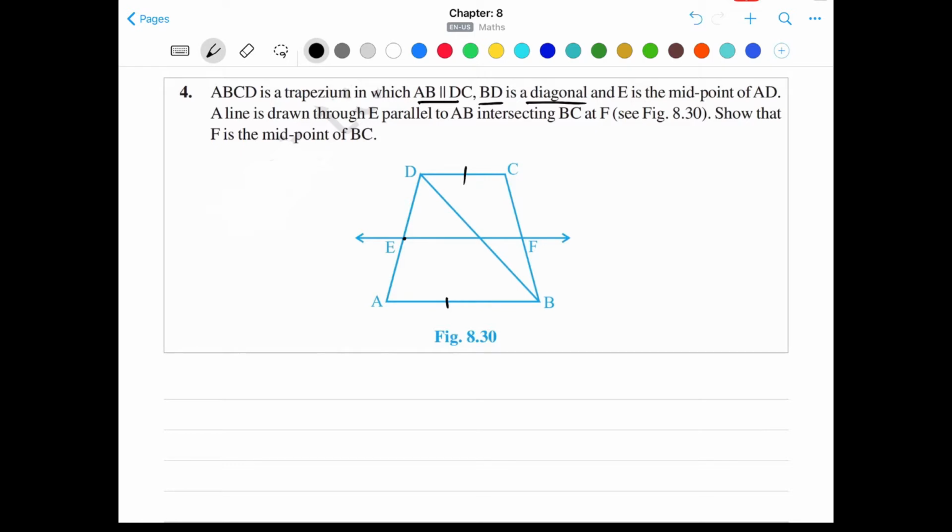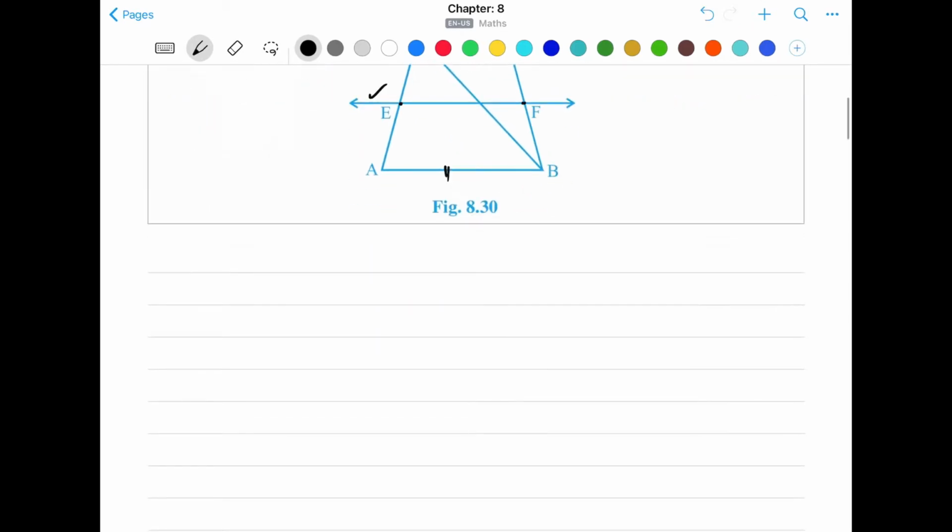A line is drawn through E, which is parallel to AB. So we have drawn this line through E, which is again parallel to AB and intersecting BC at point F. We have to show that F is the midpoint of BC. So let's start its answer. It's answer number 4. First we will mention the given portion.